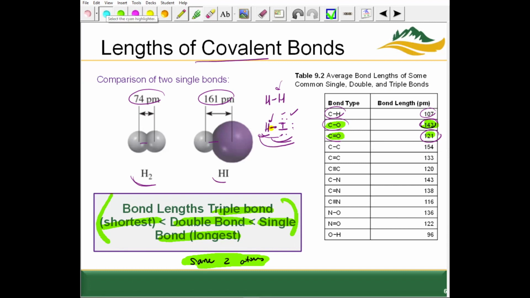A good example to look at this then, since carbon and oxygen don't typically form triple bonds, is carbon-nitrogen: 143 for the single bond, a carbon-nitrogen double bond a little bit shorter, and a carbon-nitrogen triple bond even a little bit shorter. So longest for the single bond, shortest for the triple bond.